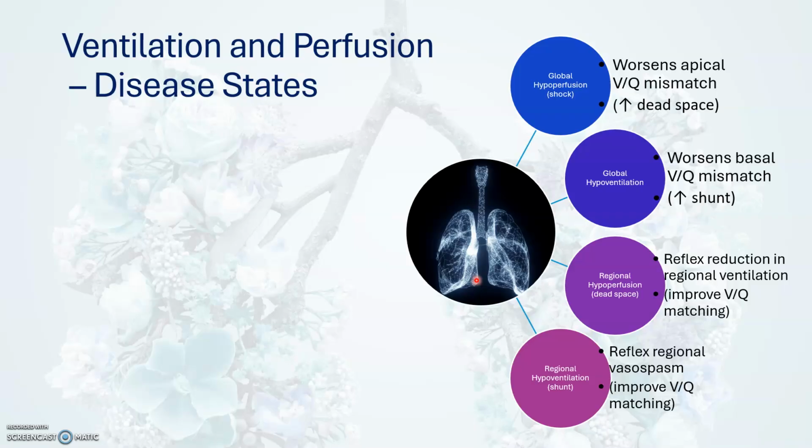So when you have regional hypoperfusion or regional hypoventilation, the body has ways of matching ventilation to perfusion and shutting down the other aspect in that area. If you have poor ventilation, perfusion will be shut down. If you have poor perfusion, ventilation will be shut down. And this is the way of the body trying to compensate.